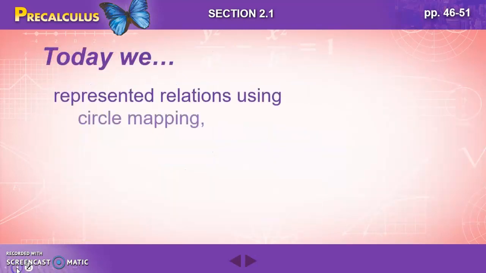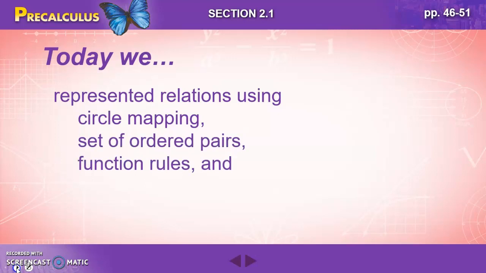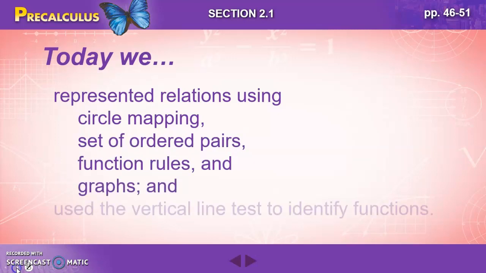Today we represented relations using circle mapping, also known as a mapping diagram, sets of ordered pairs, function rules, and graphs. And we also used the vertical line test to identify functions. We're able to evaluate functions given certain x values, and we were able to determine the equation of a line from a graph using y equals mx plus b.